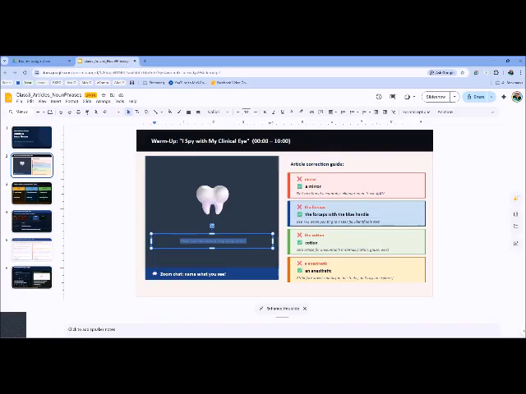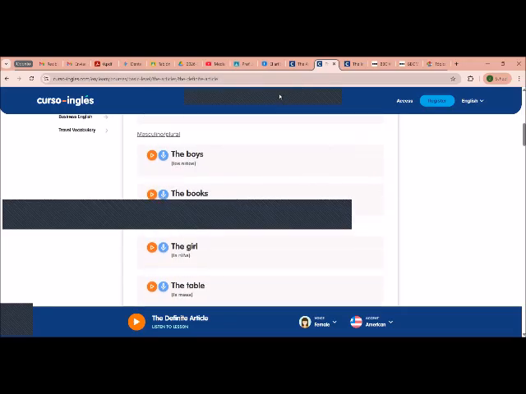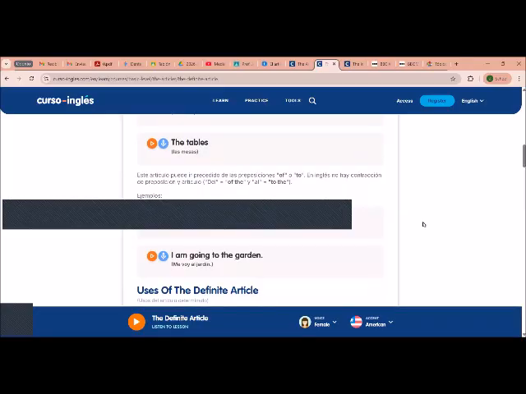Now, I'll double back and kind of walk you through this one. That's what you're seeing here. When we can identify something as being specific, we put the THE in front of the word. All right. Now, we can also combine it with our prepositions like we've seen before.